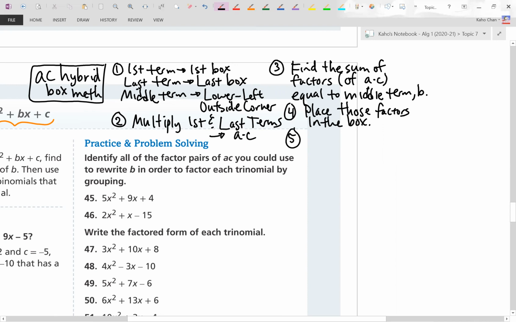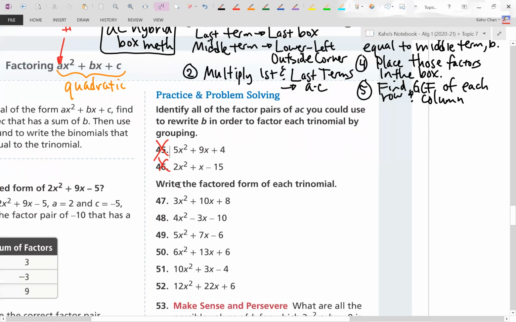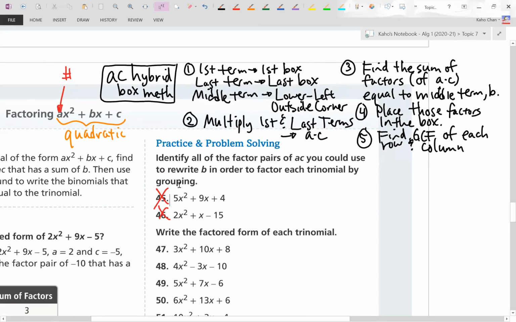Step 5, find the GCF of each row and column. And that's how you factor complex quadratics. Give you a moment to write that down. And we're going to try some of these. I am going to skip 45 and 46 though. I don't like those, not necessary. I will jump to number 47. Any questions so far? Okay.